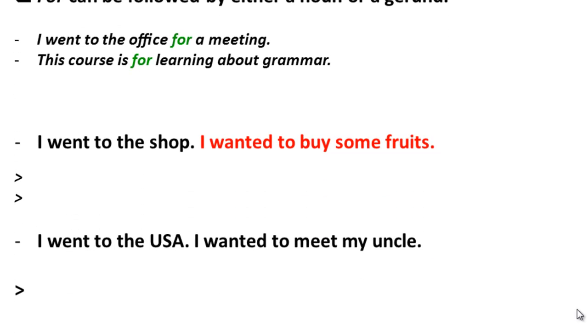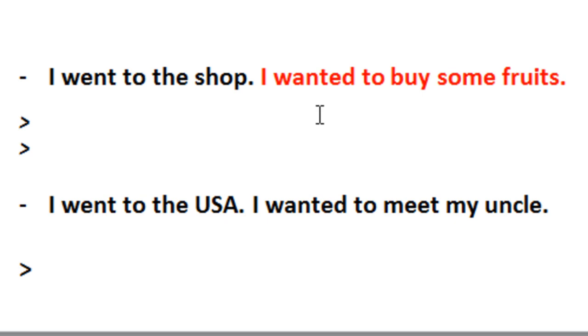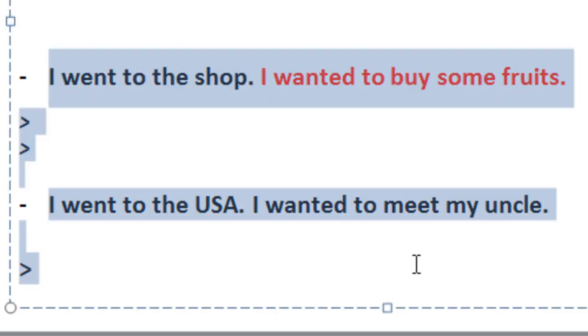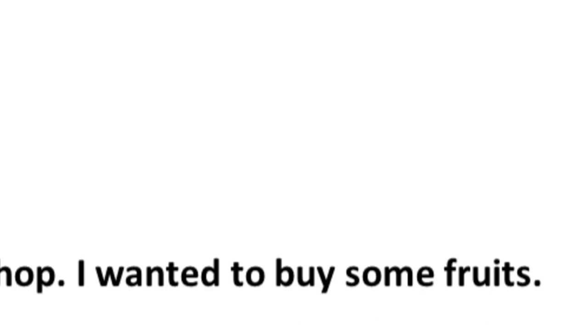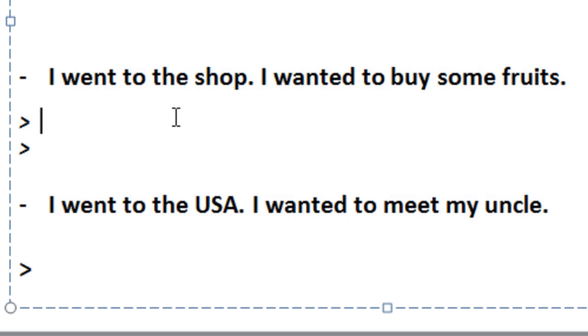So let us again combine these two sentences in one sentence using this expression. I went to the shop. I wanted to buy some fruits. I have here again two pairs of sentences. We are going to combine them together in one sentence using the expression of purpose for. So let's get started. I went to the shop. I wanted to buy some fruits.